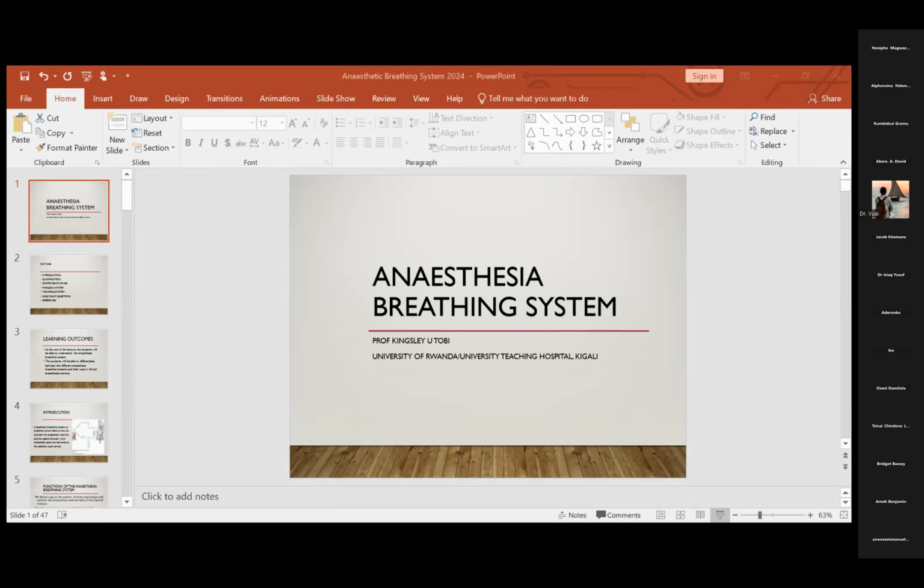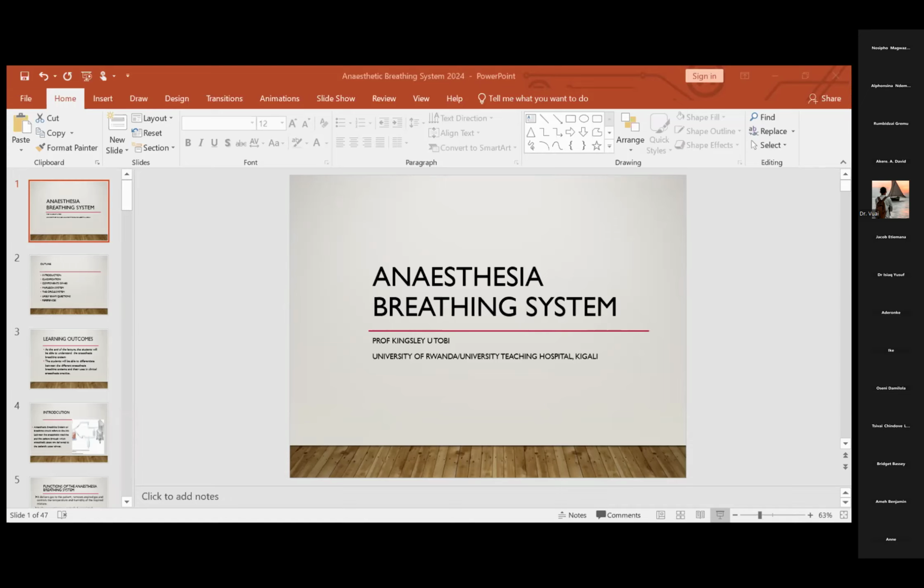All right, so the learning outcomes: you'll be able to understand the anesthesia breathing system, and you should be able to differentiate between the different anesthesia breathing systems and their uses in clinical anesthesia practice. So those are the basic things we're going to do today.